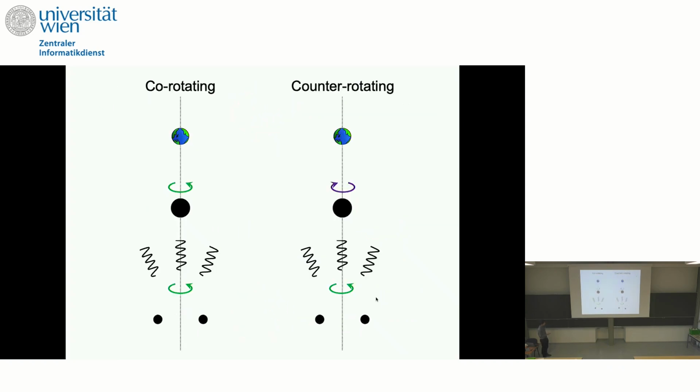So we try to highlight the difference by investigating these two cases. The co-rotating case, where the rotation direction of the binary and the lens Kerr black hole are the same, and the counter-rotating case, where the rotation direction of the lens Kerr black hole is opposite. The source gravitational waves are lensed by this black hole, and then observed. This is the situation.